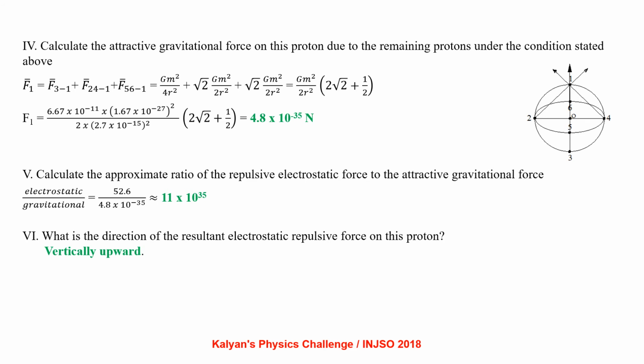What is the direction of resultant electrostatic repulsive force on this proton? As seen from the diagram, the resultant force acts vertically upward.